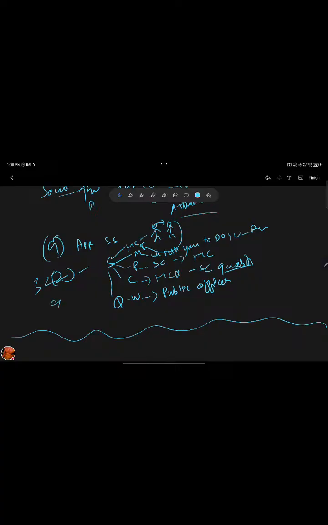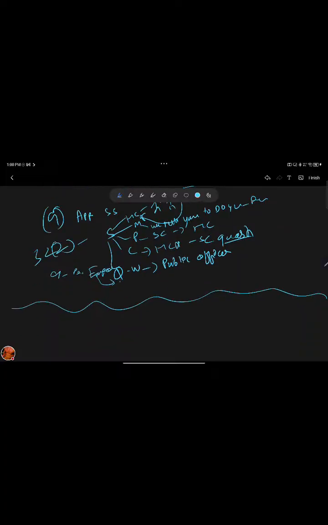The first clause of Article 32: Parliament can empower any court to be able to issue writs. That is in this article. And then, no, this is the third one.